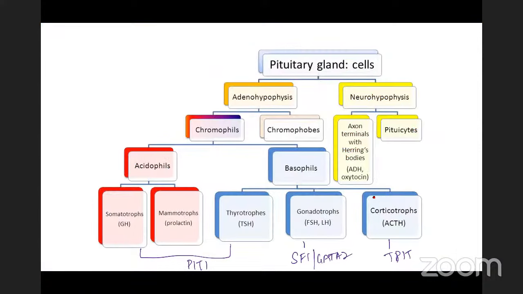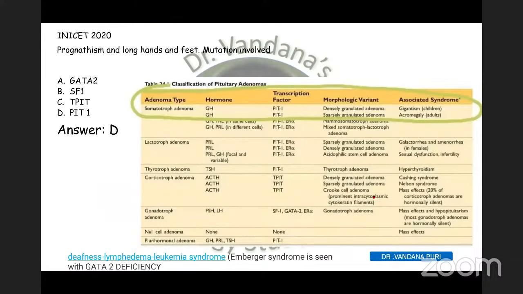First, let me ask you the question and then let me explain. This is a repeat question from INICET 2020, in which prognathism and long hands and feet were seen. What is the mutation which is associated in this case? So who will tell me the answer to this? Prognathism and long hands and feet, you know that this is probably a somatotroph adenoma.